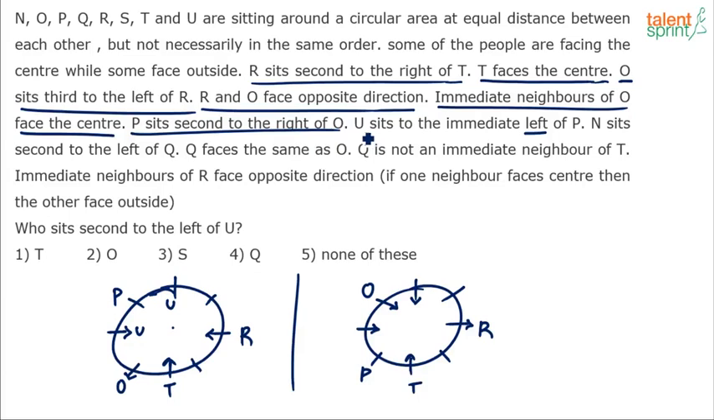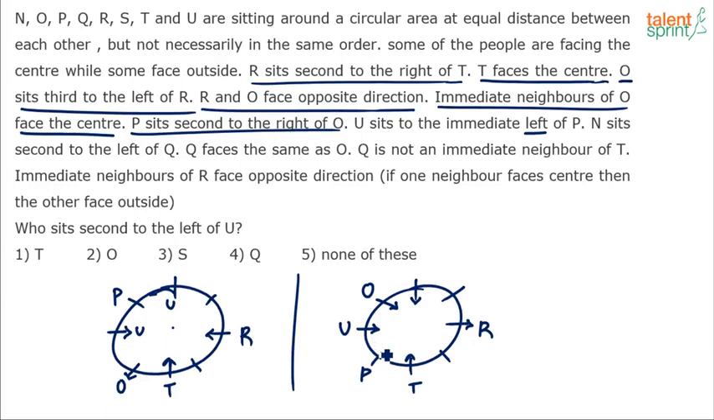What do we know? U sits to the immediate left of P. If I look at case 2, the only possibility is U has to come here because immediate left of P cannot be this side. T is already seated there. So the only possibility is immediate left of P is in the clockwise direction and U sits there. It also becomes clear that P is facing the center, because immediate left of P has been taken in the clockwise direction.